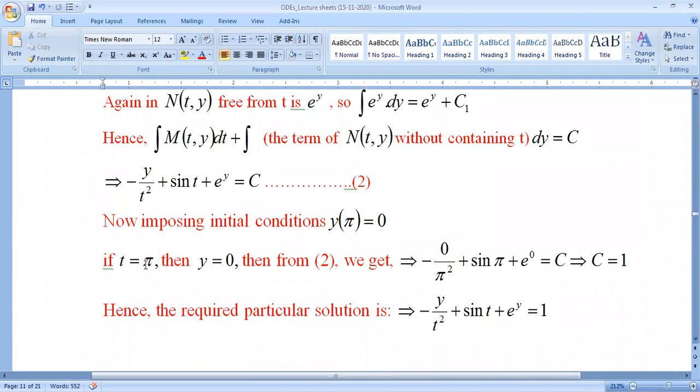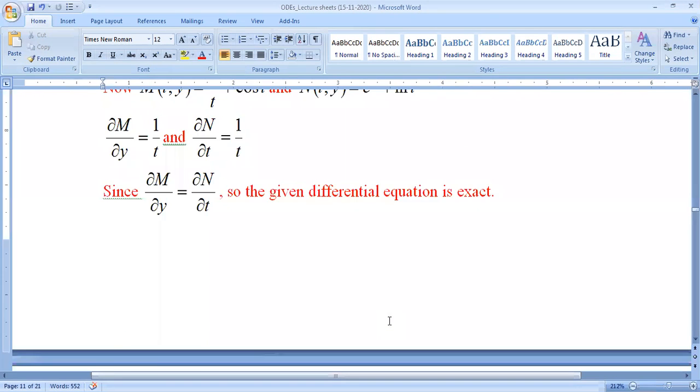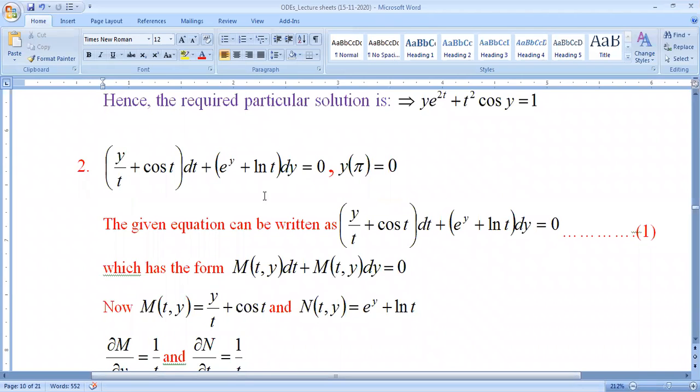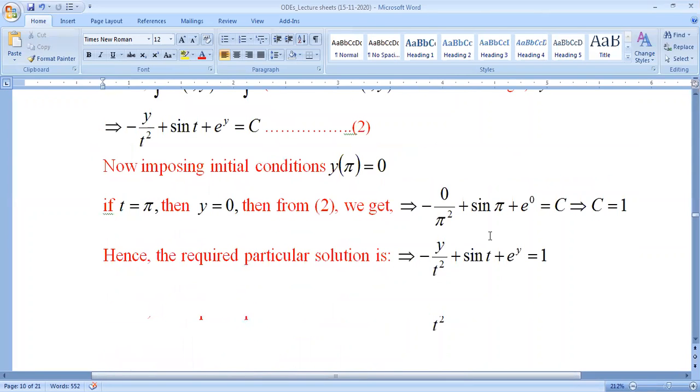Now using the initial condition t equals pi, y equals 0, from equation 2, just putting t equals pi and y equals 0, we get c equals 1. e to the power 0 means 1, and sin pi equals 0. Remember it, these two terms will be 0, so only c equals 1. Hence the required particular solution of this given exact differential equation will be this.